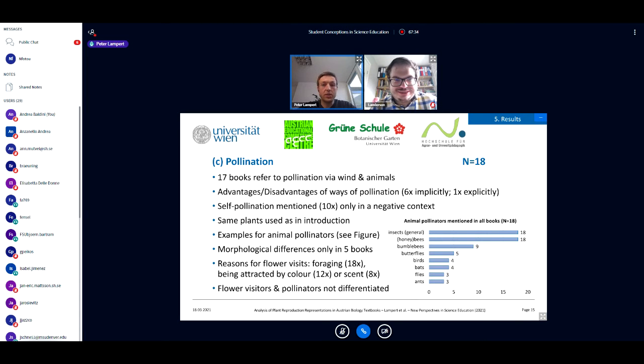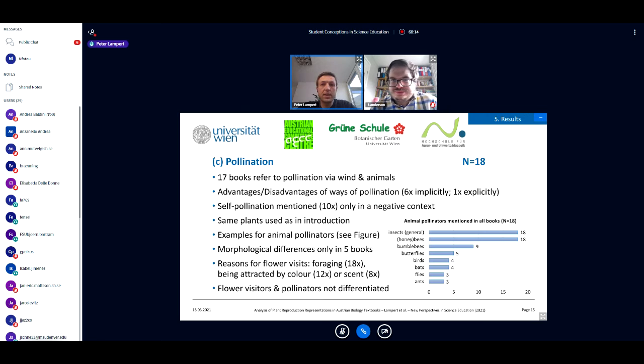In the context of pollination, most books refer to pollination via animals, like we had before with the bee, but also with wind. So people who are allergic to pollen maybe know what I'm talking about, that wind transfers huge amounts of pollen from some species. And so these 2 vectors were mentioned in almost every book. However, the advantages of these ways of pollination were only mentioned in few books, and only one book mentions explicitly what is the advantage if animals pollinate, what is the advantage when the wind is the pollinator.